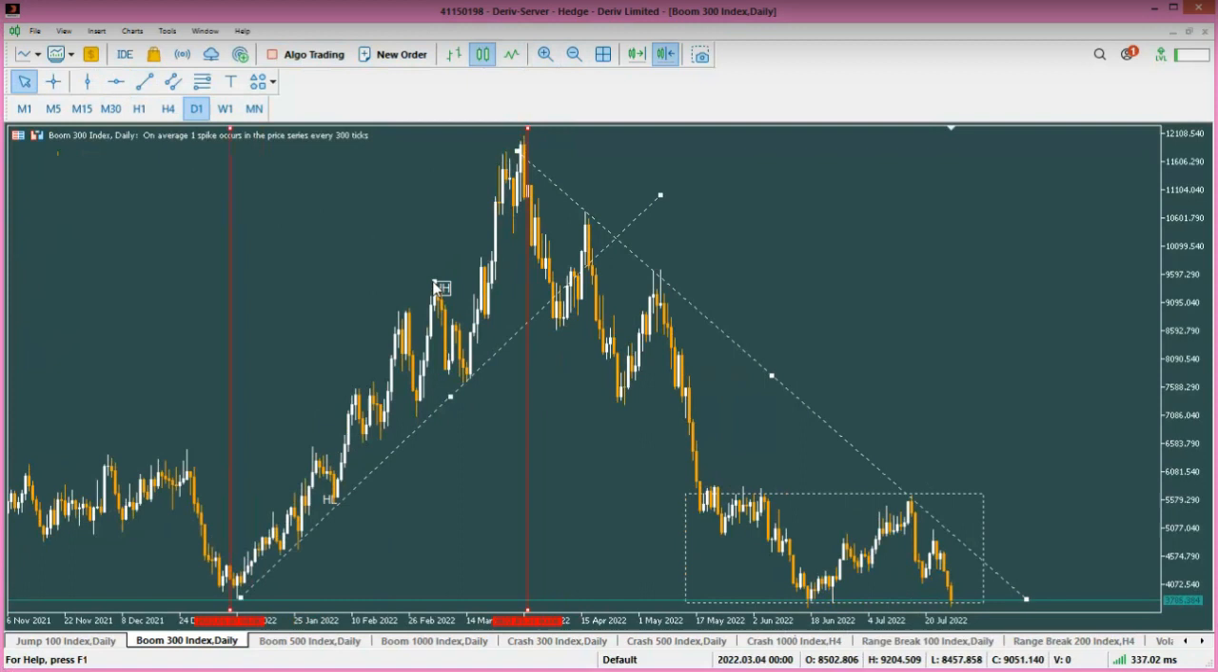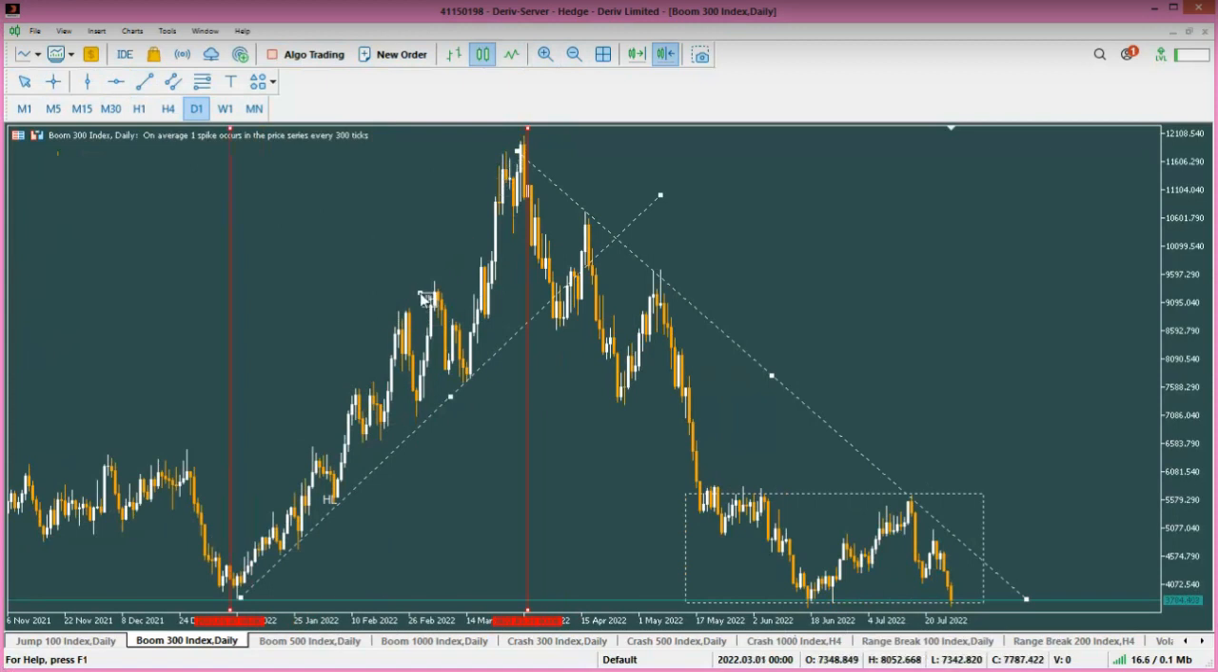And do you want to know why we call it higher high? The reason this one is the higher high is because it was higher than the previous high, which is why it is called higher high. This one is higher than this one, and then this one is higher than this one, and this one is higher than this one.